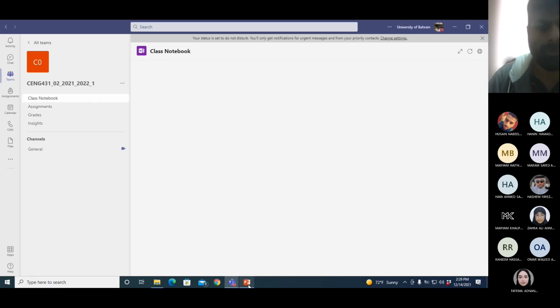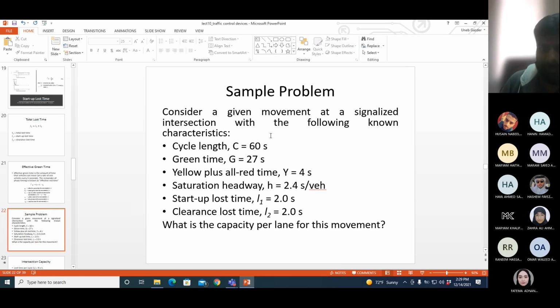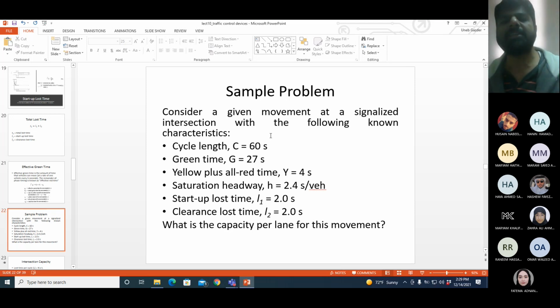Okay, now what is given here? The total cycle length, capital C, 60 seconds. Actual green time of one movement is given, one phase is given. Okay, 27 seconds. Yellow plus all red, you can see capital Y, 4 seconds. Saturation headway, 2.4 seconds per vehicle. The startup loss time, 2 seconds. Clearance loss time, 2 seconds. We want to find out the capacity per lane for this movement.